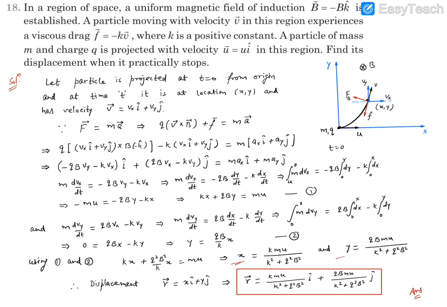So we got the x coordinate and the y coordinate. Since we started from the origin, the displacement is going to be x i plus y j. The magnitude of the displacement, if required, is the square root of x square plus y square. We can give the answer in vector form, so our vector is going to be x i cap plus y j cap. Here x is k mu upon k square plus q square B square, and y is qB mu upon k square plus q square B square. So that becomes our final response for the displacement in this particular question. Thank you.